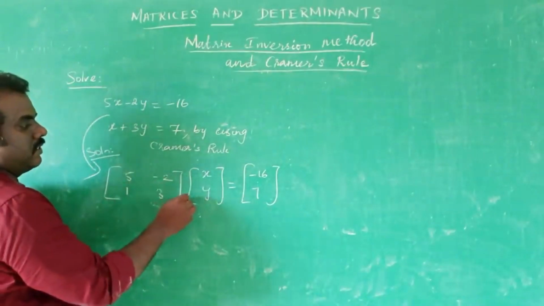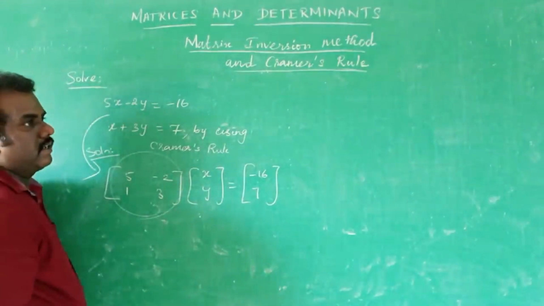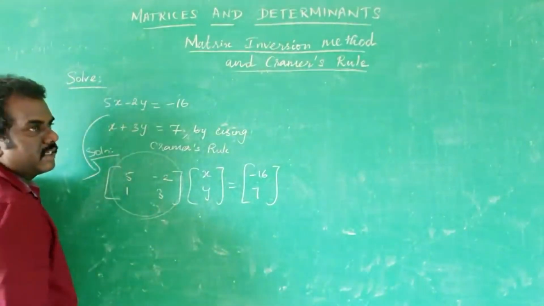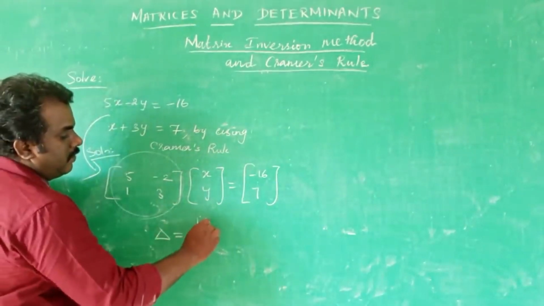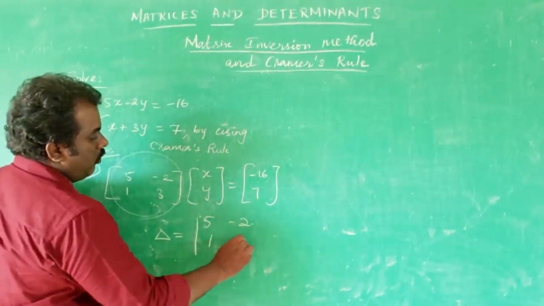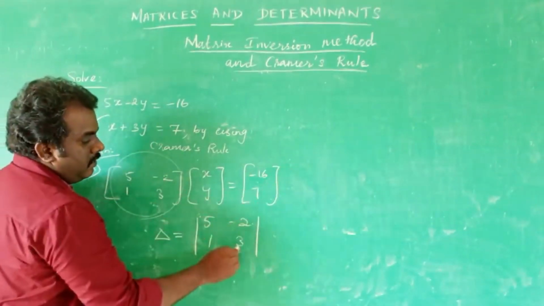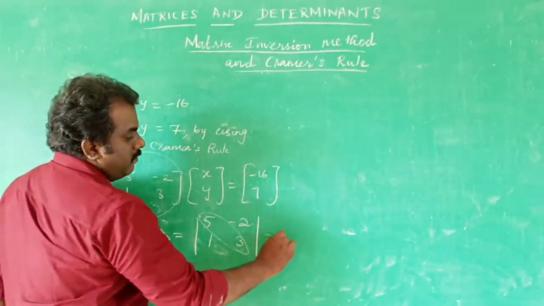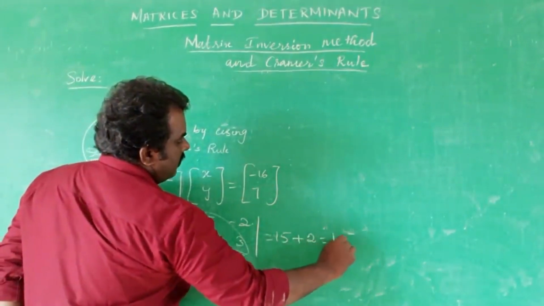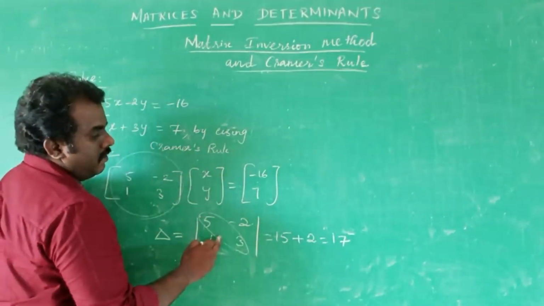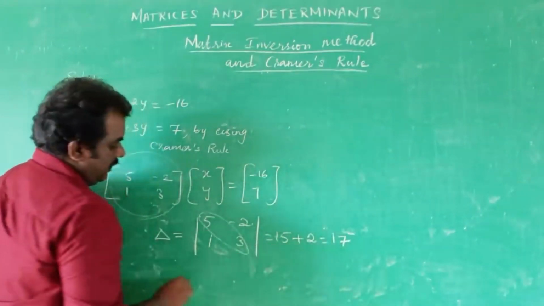5 minus 2, 1, 3 into x y is equal to minus 16, 7. Let us take the A matrix and take the determinant of the coefficient matrix A. So this can be taken as delta. So delta is equal to the determinant of 5 minus 2, 1 3, and take the determinant of the 2 by 2 matrix, multiply the leading diagonal, that is 15, then minus of minus 2 is plus 2. Multiply the leading diagonal, put the minus symbol and multiply the remaining, that is 15 plus 2 is equal to 17.